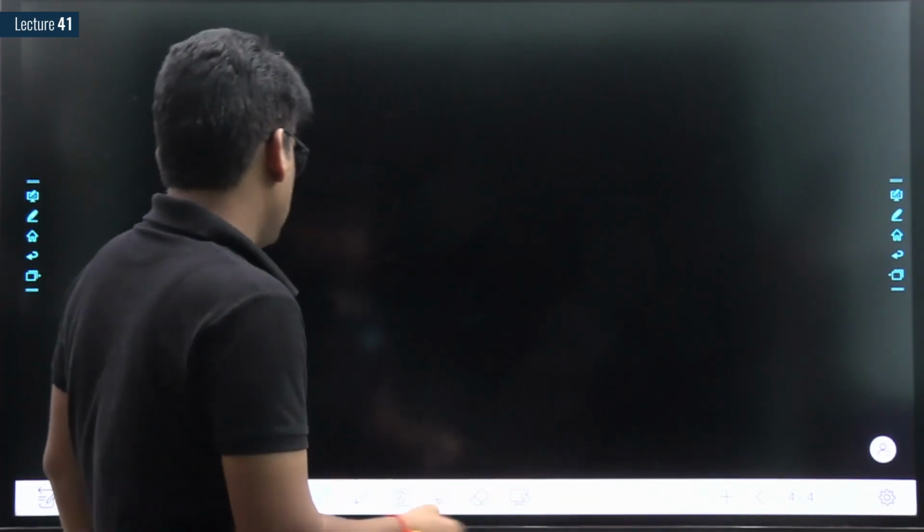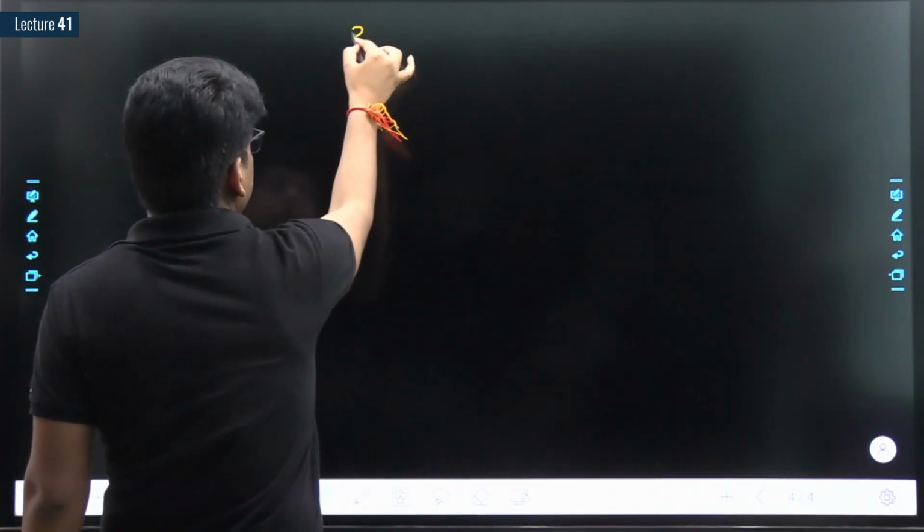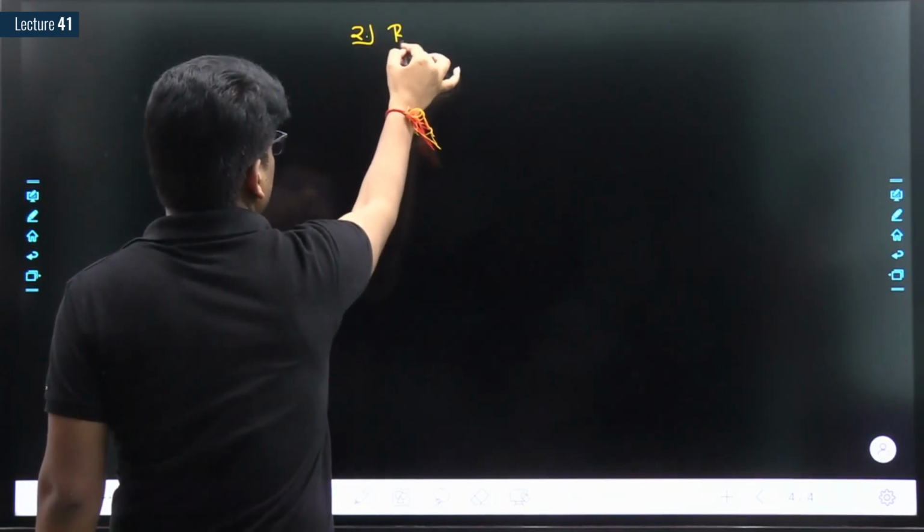Let me focus on the next bitwise operator. So, sir, the next bitwise operator is bitwise AND.